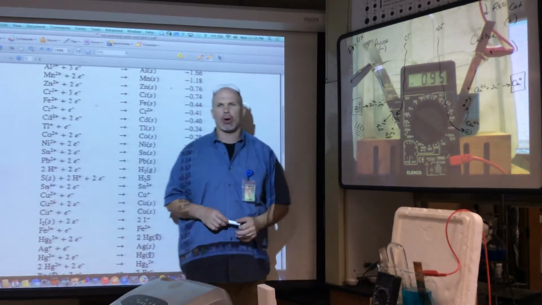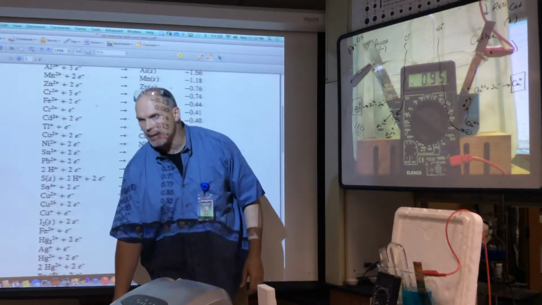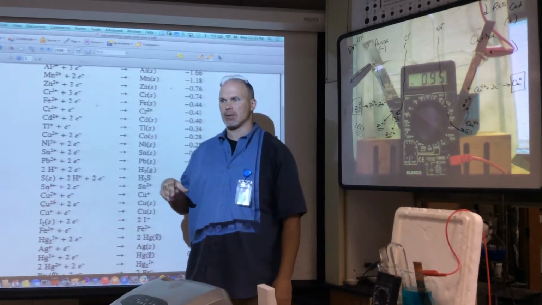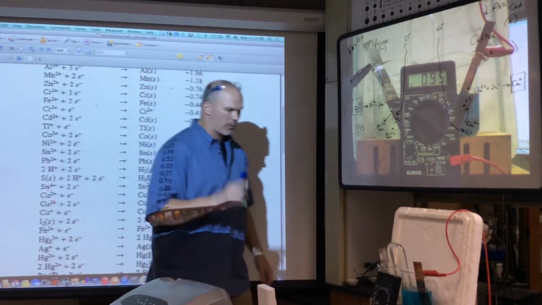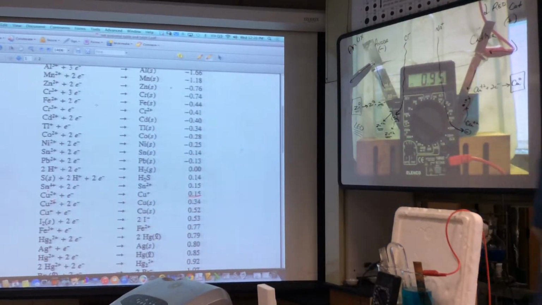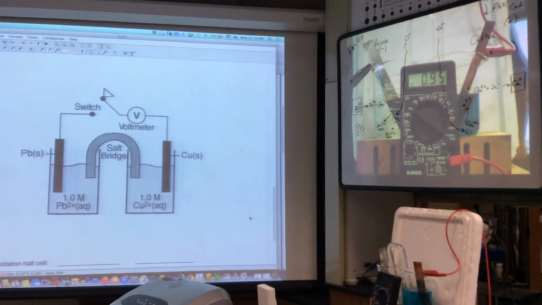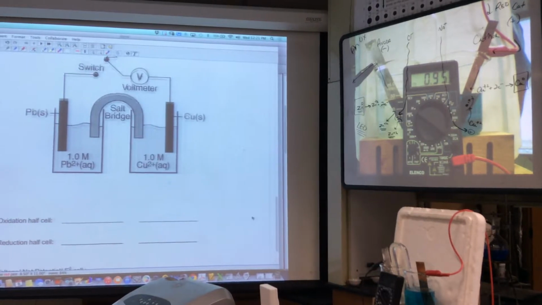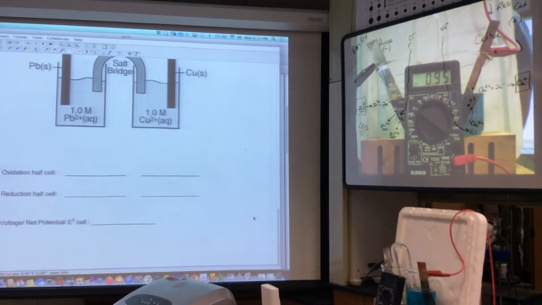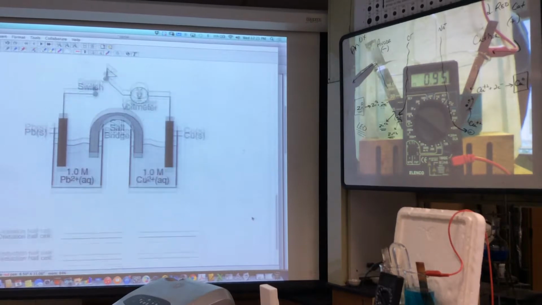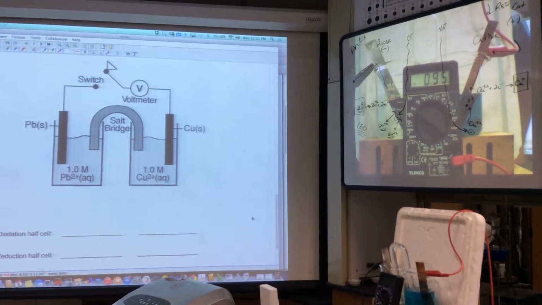Okay, so for homework last night, I asked you to do this again for somebody else. So on the other side of that worksheet, let's pull that up. I asked you to do this one at home: lead and copper. And I asked for the reduction net potential, and I asked you to do all of this. Okay, that was your homework.